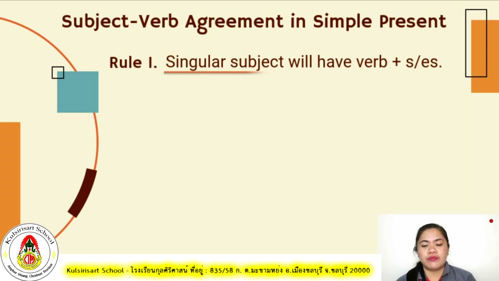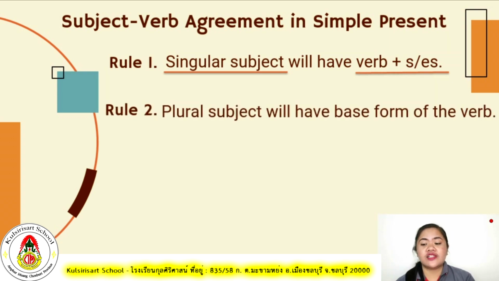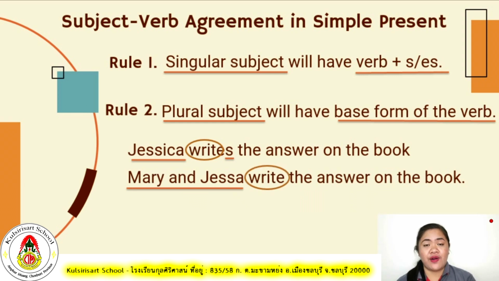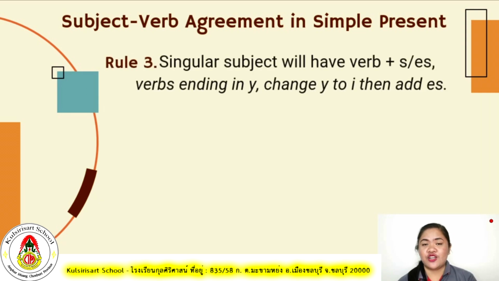Now next, rule number 2. Rule number 2 is plural subject will have base form of the verb. We have here the example, Jessica writes the answer on the book. And Mary and Jessa write the answer on the book. So, as what you can see, singular subject, verb plus S. Plural subject, base form of the verb. Okay? So now, let's move to rule number 3. What is the rule number 3?